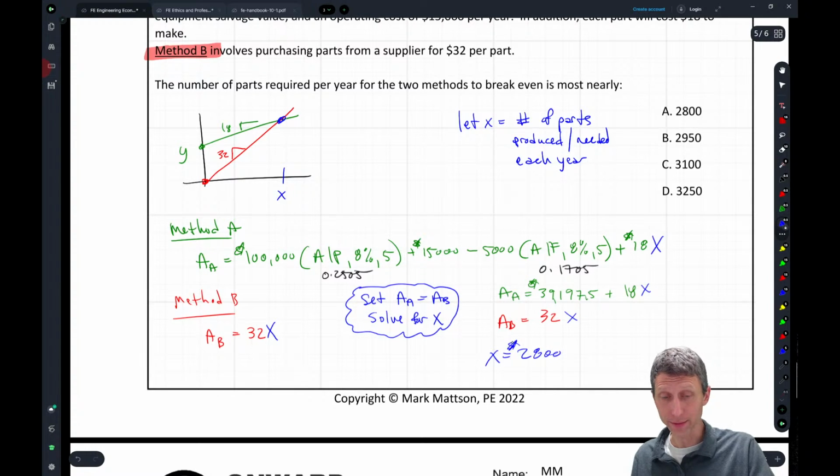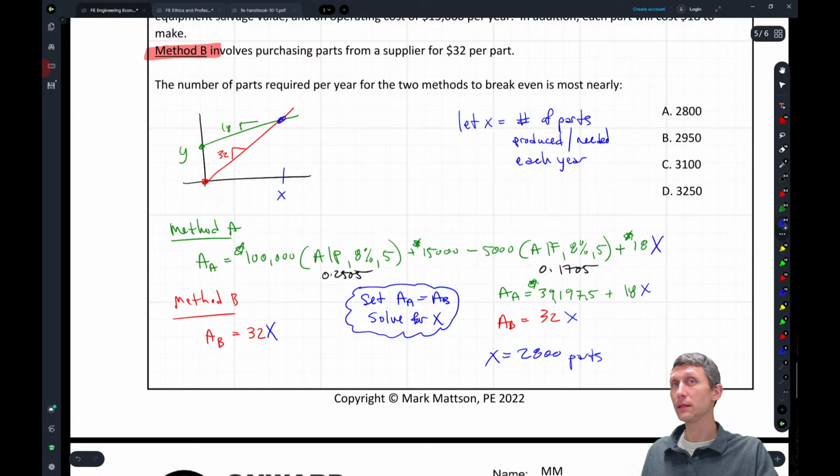Or I'm sorry, not $2,800, 2,800 parts. So if you need 2,800 parts, if you need 2,801, if you need 3,000, if you need 5,000 parts, it's cheaper to buy the equipment and do it yourself. But if you need less than 2,800, it's cheaper to just go buy them. Does that make sense? So that's the break-even point here, 2,800.